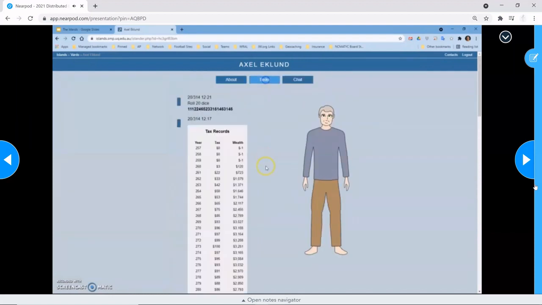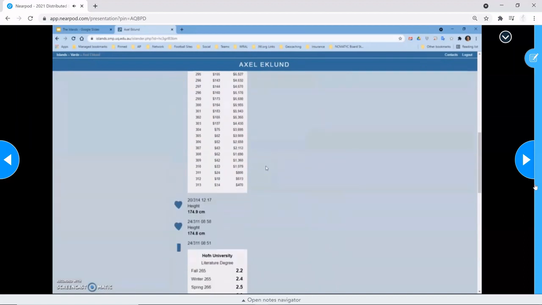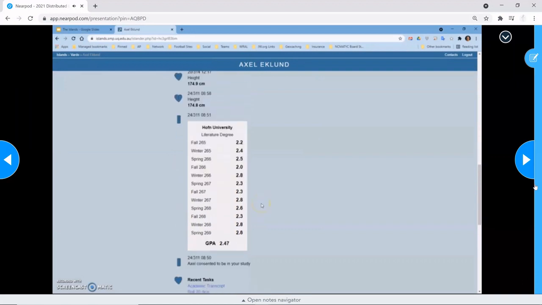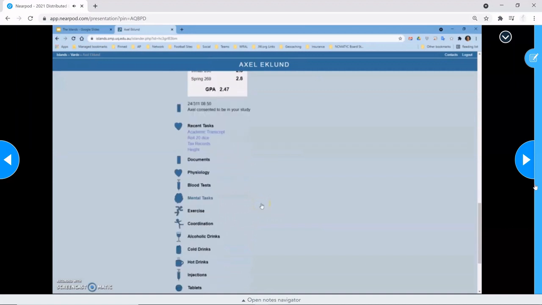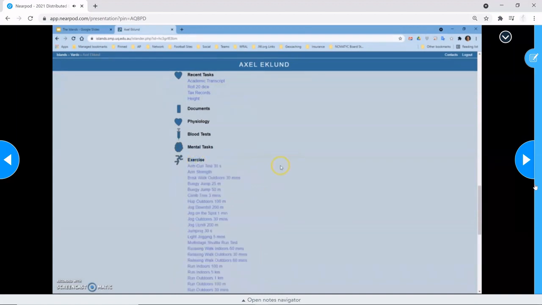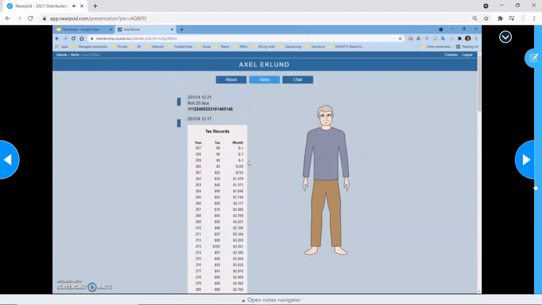You can get Axel to do tests by clicking here, and these are the results of some of the tests that I have run. For example, we found out that Axel was 175 centimeters tall. Notice that they vary a little bit. He grew 1/10 of a centimeter in 3 years. Also his GPA. And here are some of the tests you can run. For example, you could ask him to drink a beer and then try one of these exercises, or perhaps test his coordination. And that allows you to set up small experiments.